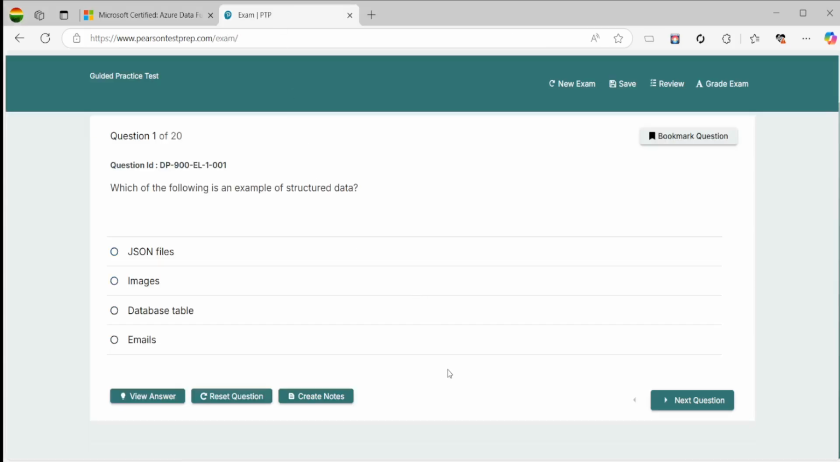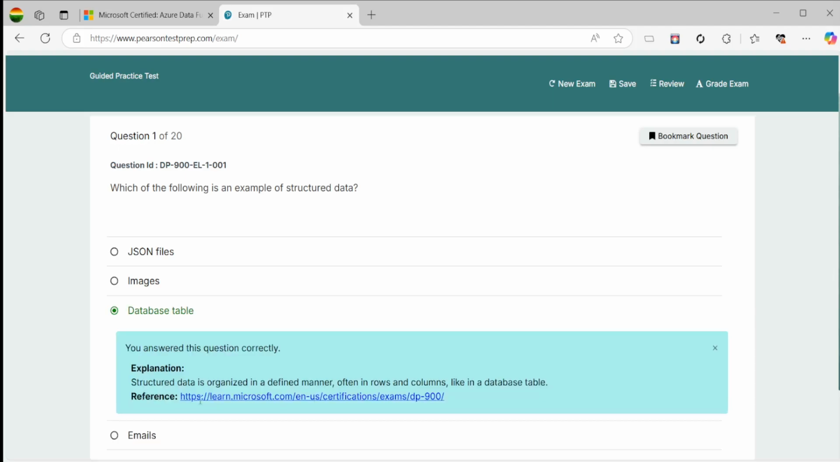Starting with question 1. Which of the following is an example of structured data? JSON files, images, a database table, or emails? The answer to this: a database table.